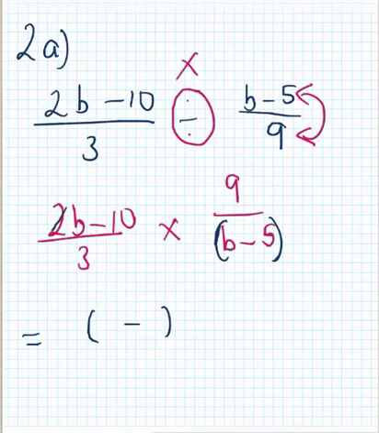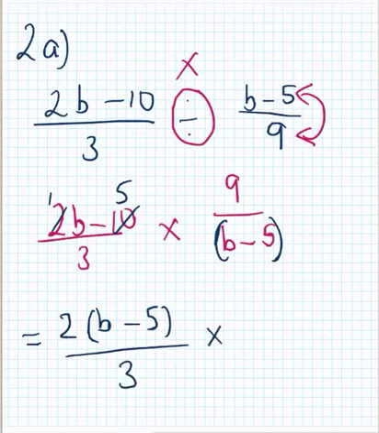So divide that by 2, it's a 1. 10 divided by 2 is 5. So I've got a 2 on the outside. That was my highest factor. B is stuck there, and my 5 is left over. And we can see we now have b minus 5, which will be the same as this one. So it's 2 over 3 times 9 over, I'll put it in brackets now, b minus 5.